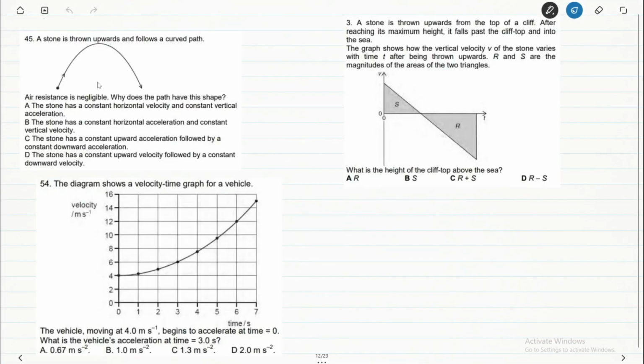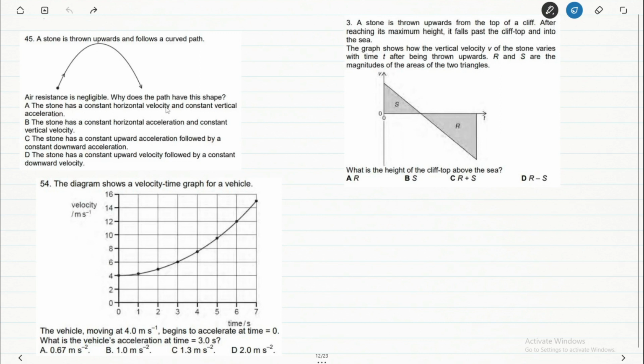Now, a stone is thrown upward and it follows a curved path, right? This is the projectile motion that I've been talking about. And this MCQ is a great base for why this type of motion happens. So let's begin. Air resistance is negligible, right? So this component of velocity is never affected. Why does the path have this shape? So the parabola shape, basically.